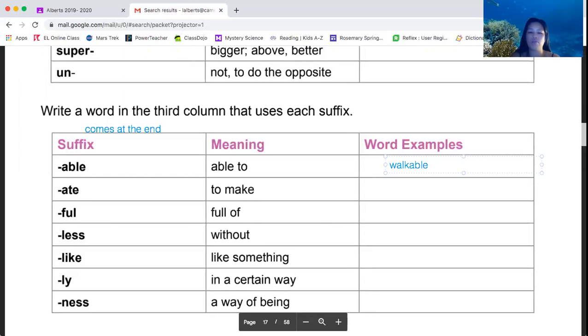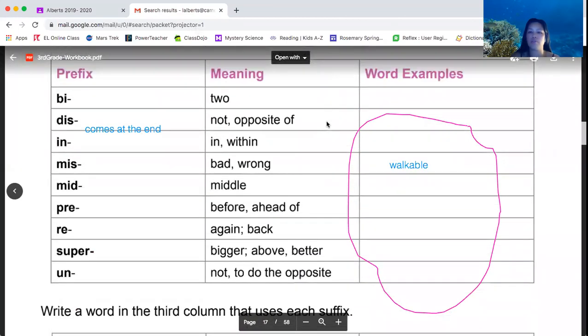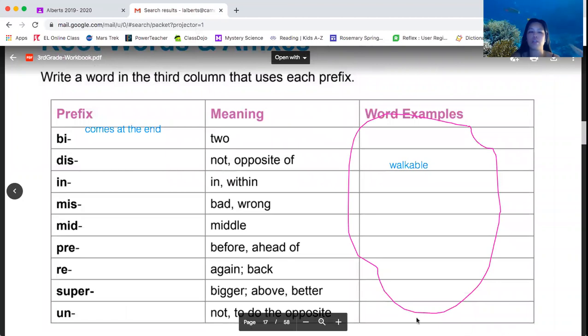Okay, so once you have written all of your words in these word example sides, you get bonus points if you go into your Class Dojo portfolio, these two parts right here. In your Class Dojo portfolio, take a picture of this page and post it in your portfolio for your teacher to see.